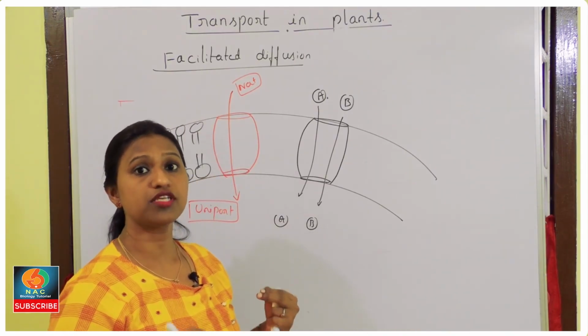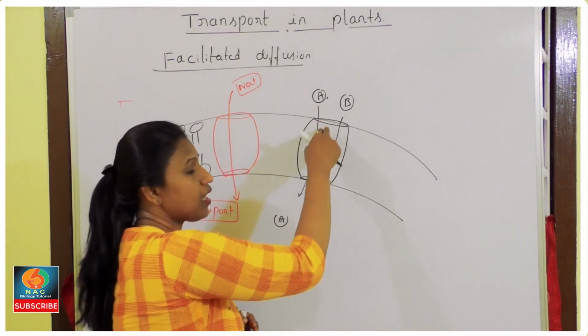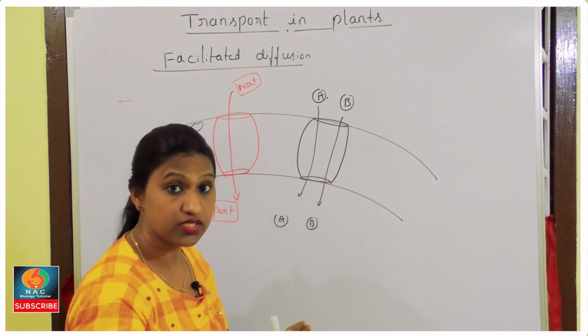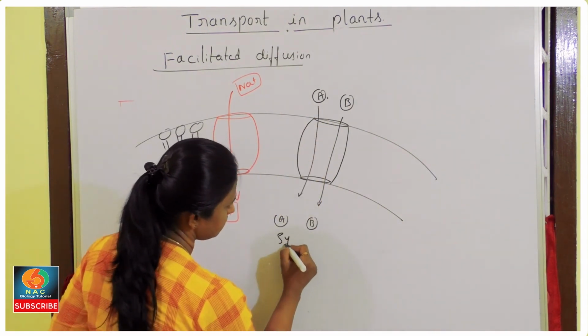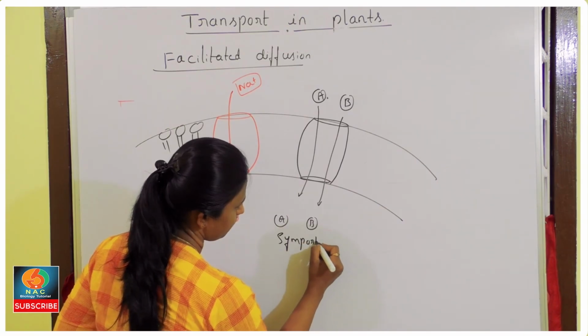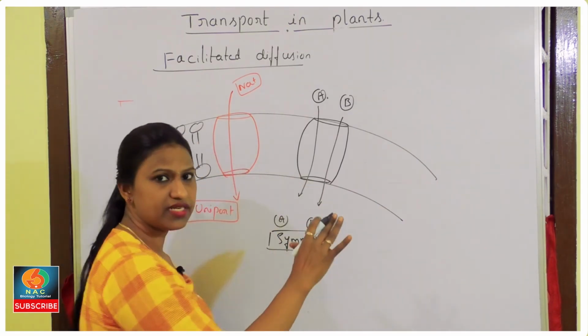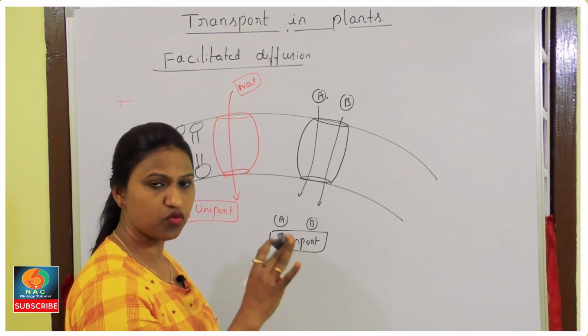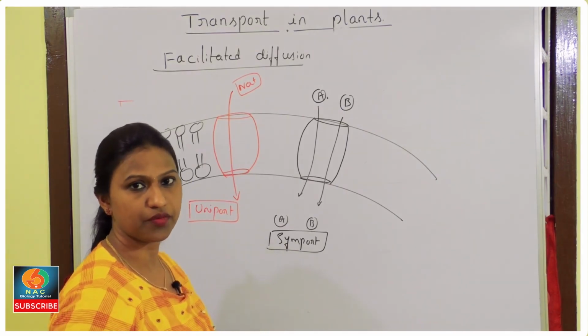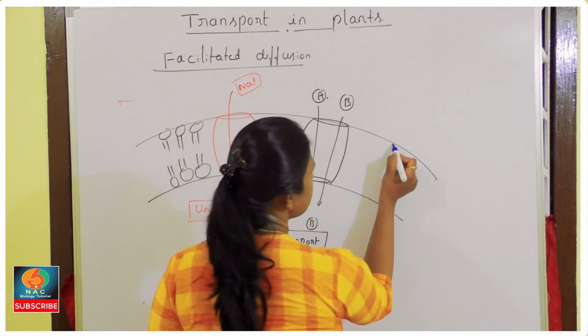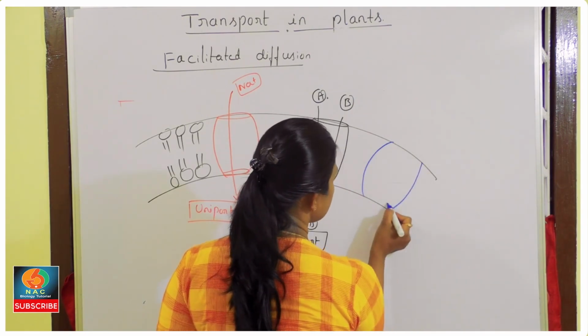Movement of the molecules through the protein taking place in the same direction is known as what? Symport. This is called symport. These are all facilitated diffusion only. The movement of the molecule is occurring through protein help. And one more protein is there. Which is that?